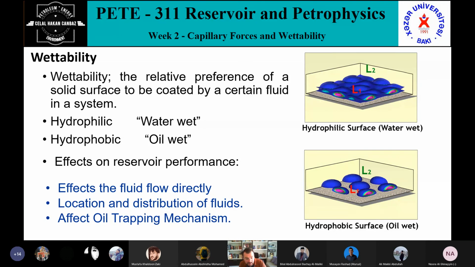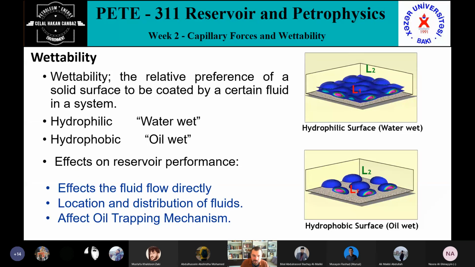It affects the location and the distribution of the fluid directly. It affects the oil trapping mechanisms as well, so the amount of trapped oil is increased. This is something I never want, because it will be included in the irreducible oil saturation. If you cannot produce it, you cannot use it, so you need to apply secondary methods, maybe tertiary methods, to produce it. It will create extra cost for me, so I don't want it. So this is very crucial.